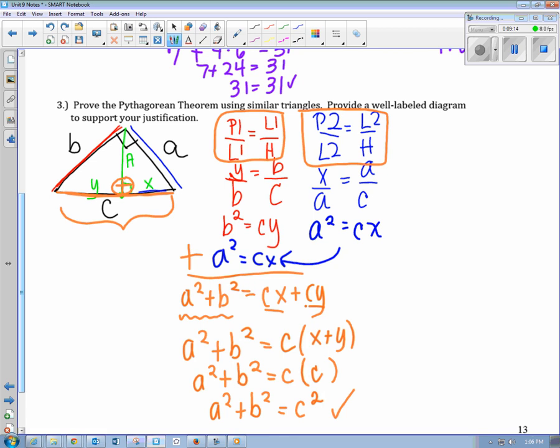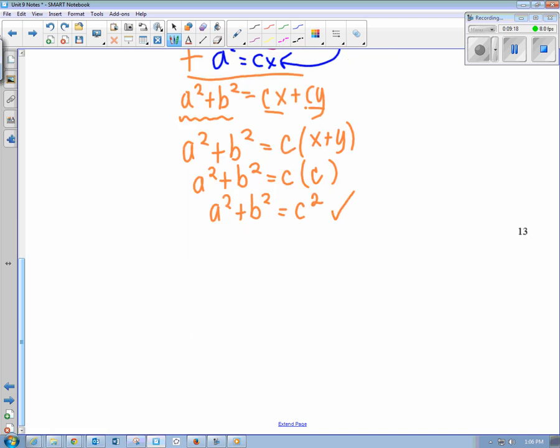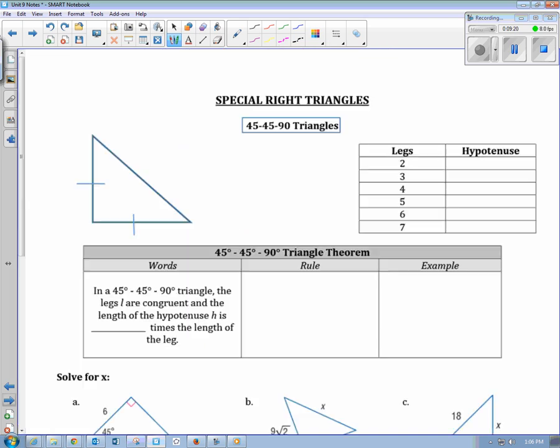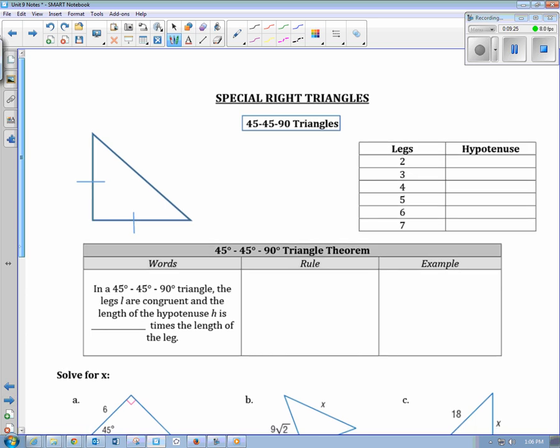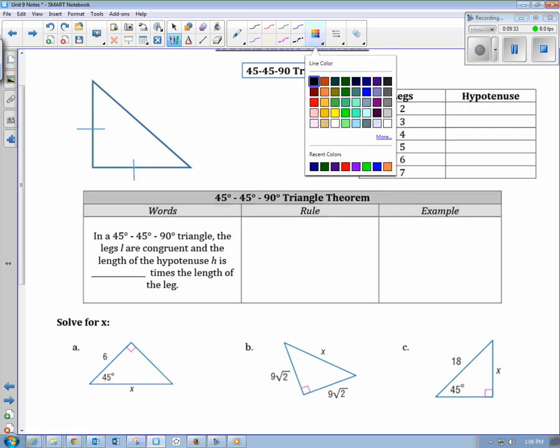If you turn your paper over, I am going to continue on with at least part of the rest of the notes for today. So next page talks about special right triangles. In special right triangles, there's two different kinds that we can talk about. One of the two kinds is a 45, 45, 90 right triangle.